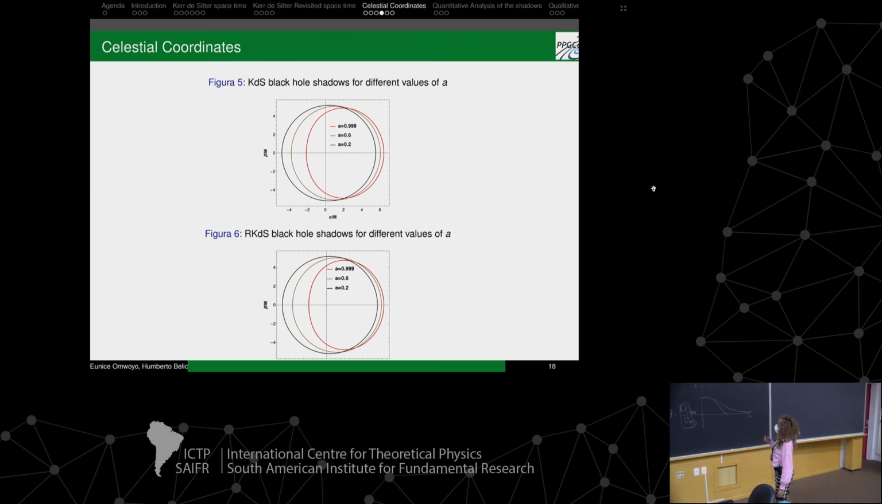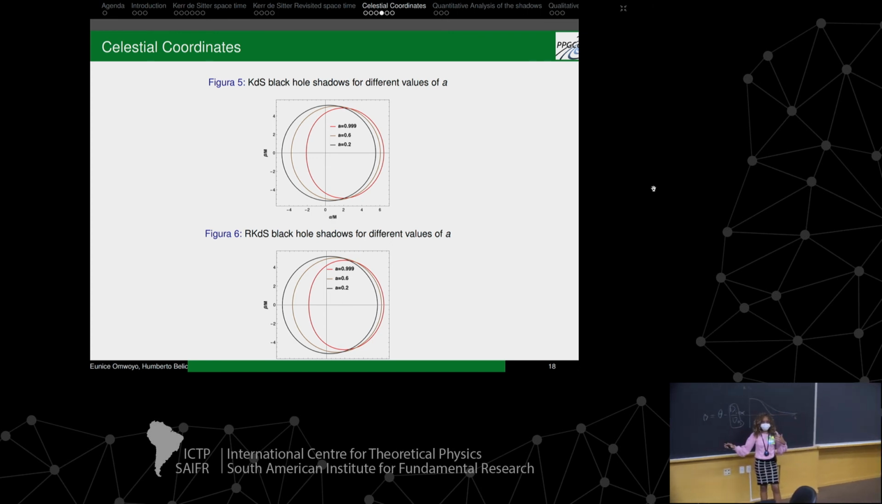The problem around 1 is that when I need to use 1, the extremal Kerr black holes need a different treatment, which we were not treating in this. So in this work, we were dealing with slowly rotating Kerr-de Sitter and Kerr-de Sitter revisited. We were not moving to the extremal regime, because at 1, it starts being extremal.